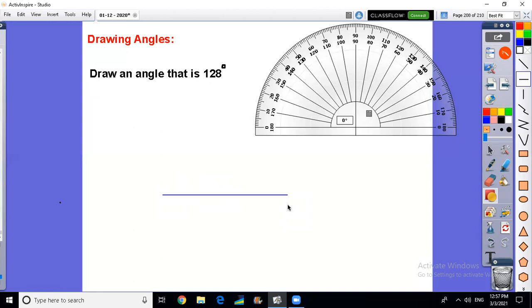How long is it? It doesn't matter. Just try, of course, to make it long enough to help you deal with the angle. So that's it. Here I drew a straight line. Okay, so what's next, Mr. Ahmed?